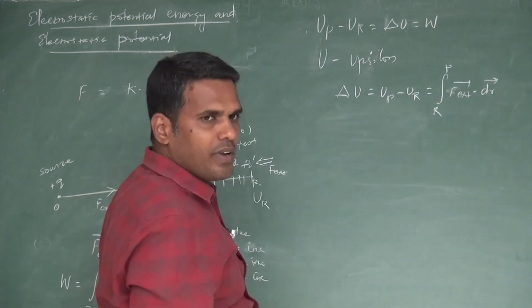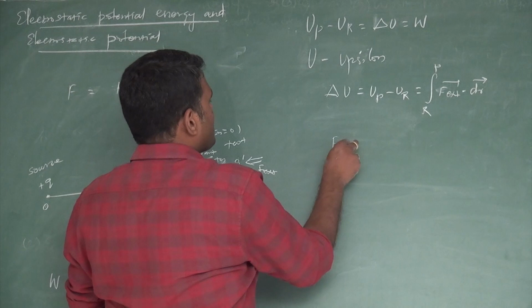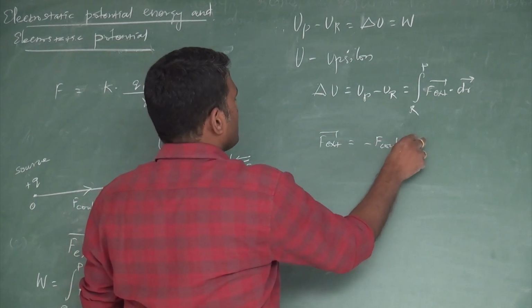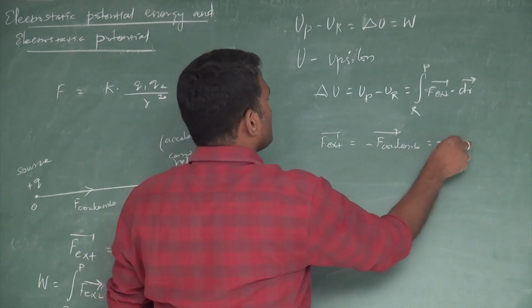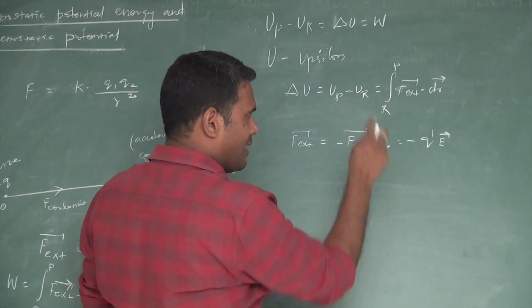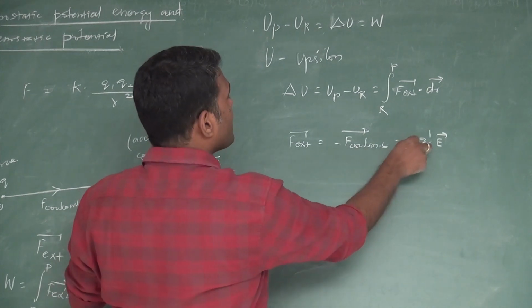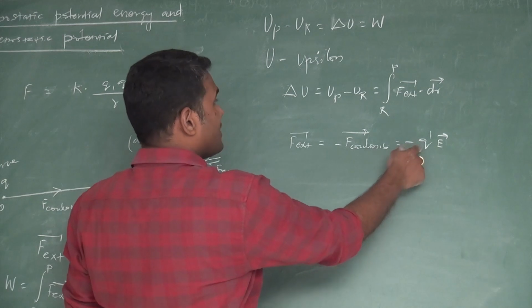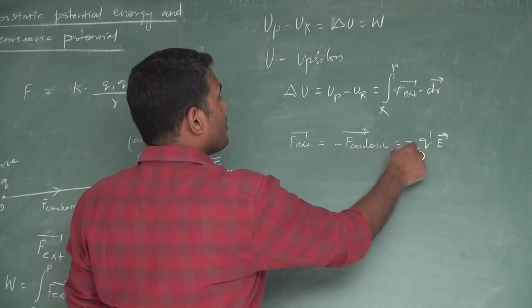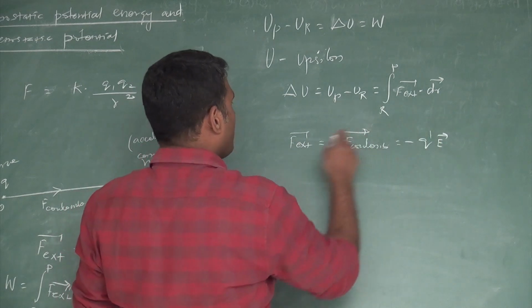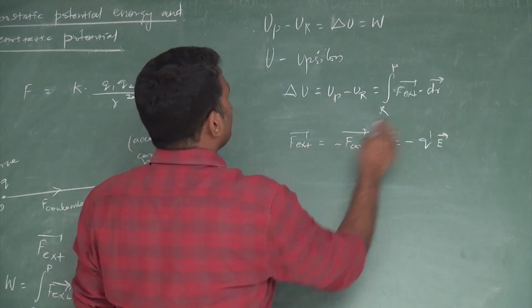What is the magnitude of external force here? F external is equal to F Coulomb, which is equal to minus q prime into E vector. In an electric field, you are moving the test charge q prime. So the force exerted over the test charge is given by minus q prime into E. So F Coulomb is minus q prime E, and F external is minus q prime into E vector.